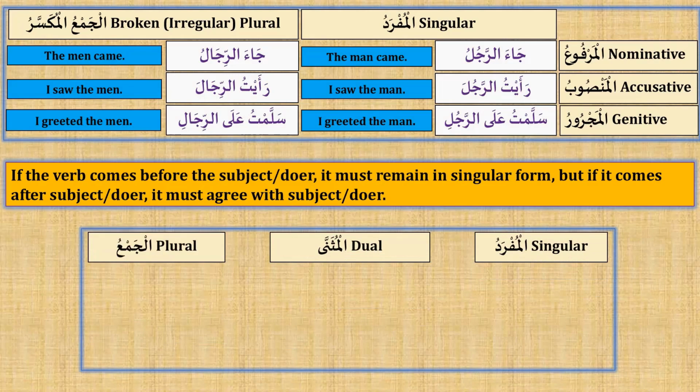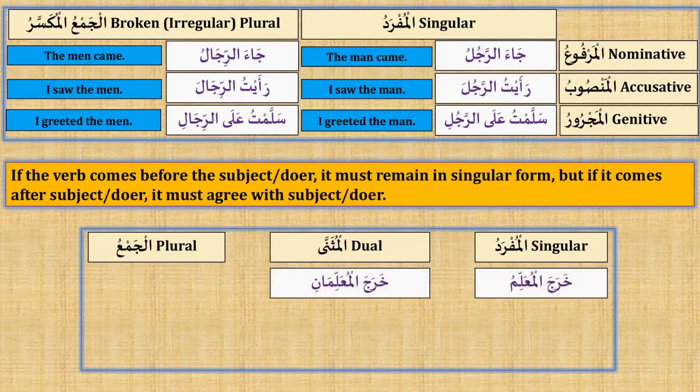Singular, dual and plural. خرج المعلم. خرج المعلمان. خرج المعلمون. خرج means went out. The teacher went out. The two teachers went out. Teachers went out, more than two. As we see, in all cases, the verb remains singular in the beginning if it comes before the subject or doer.